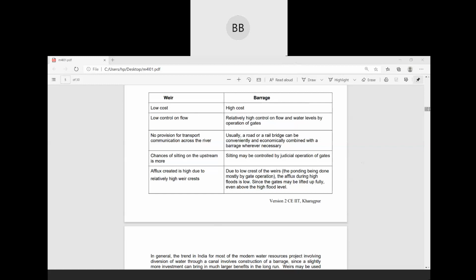So we continue in the next class. Then we have the flume, the sluice gate, and another topic, the dam break problem, just as an introduction. What is the dam break problem? We will discuss those things in the next class.